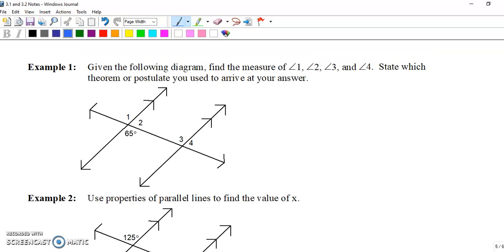Okay? Following diagram, find the measures. So again, if this one is 65, don't go by looks, because that one looks to be obtuse, but if I say it's 65, then this is 65. 180 minus 65 is 115. So then this one is 65, and this one is 115. That diagram is not drawn to scale.